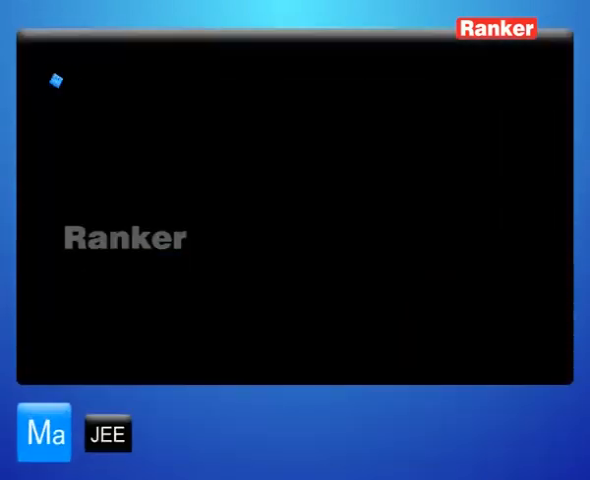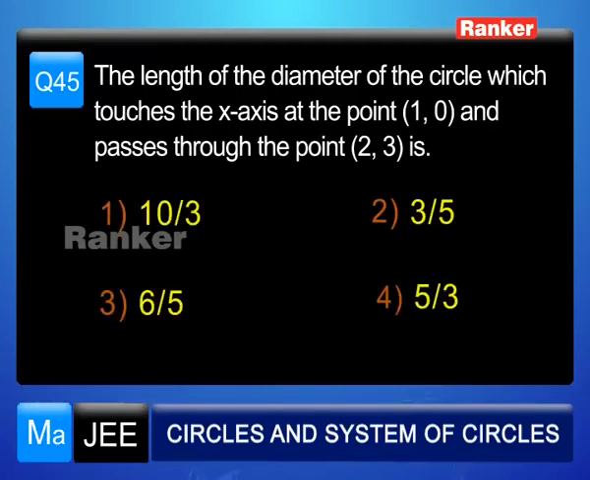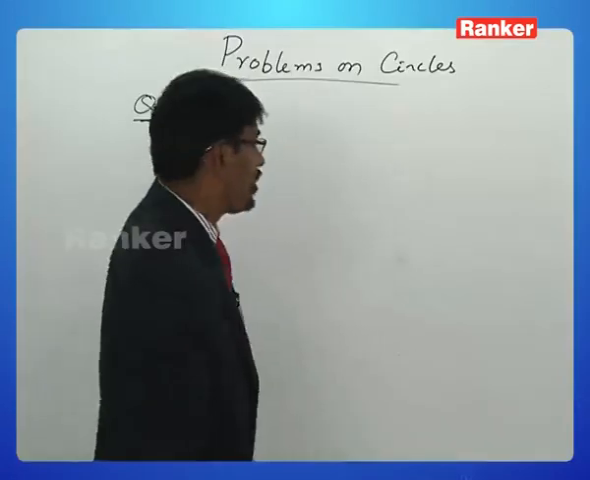Question number 45. The length of the diameter of the circle which touches the x-axis at the point 1 comma 0 and which also passes through the point 2 comma 3 is: first option 10 by 3, second option 3 by 5, third option 6 by 5, fourth option 5 by 3. So let's have a look at this.